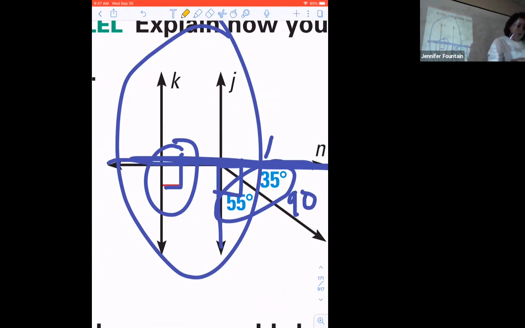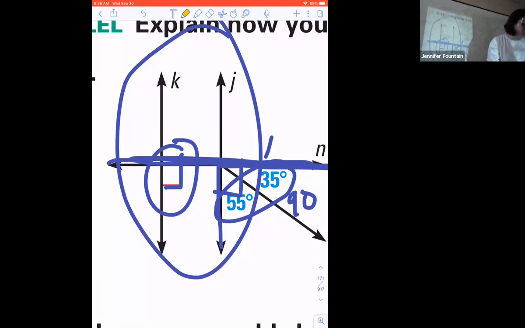Is that okay too? Because N is perpendicular to J, correct? Yes, because you've got your perpendicular line that forms 90-degree angles. Because we use theorem 3.12. You could, yeah, so we know that 35 plus 55 equals 90. So N is perpendicular to J, and so K is parallel to J because of that theorem 3.12.